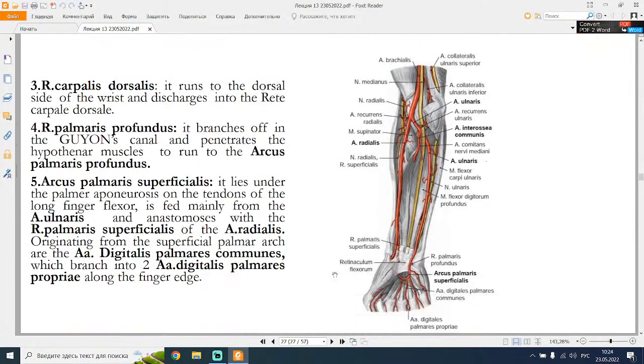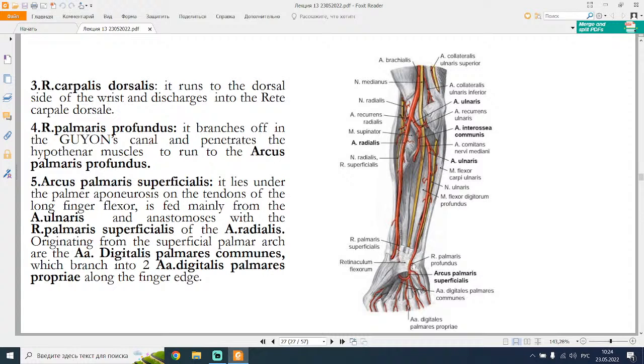Next branches, rami carpalis dorsalis. It runs to the dorsal side of the wrist and discharges into the rete carpale dorsale. Rami palmaris profundus branches off in Guyon's canal and penetrates the hypothenar muscles to run to the arcus palmaris profundus.